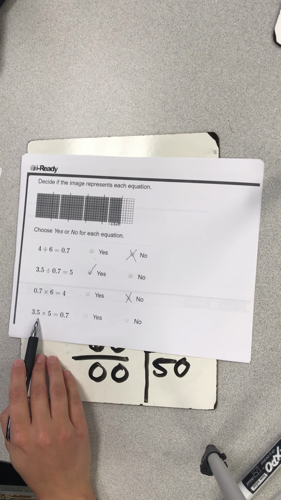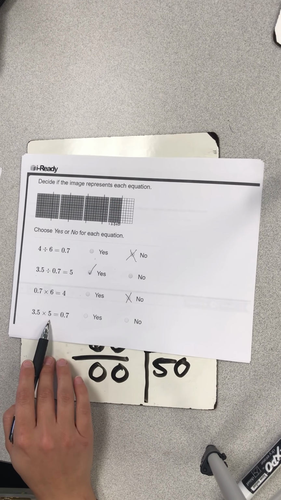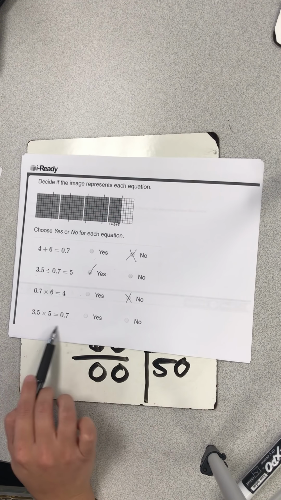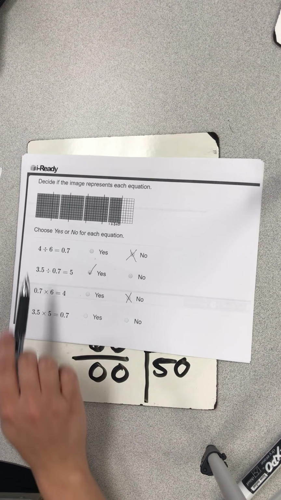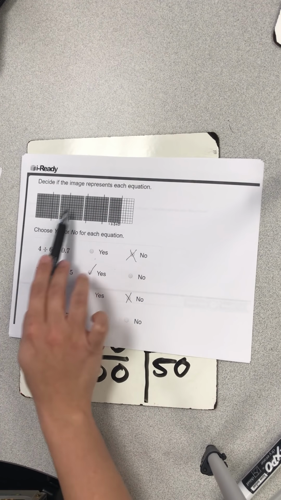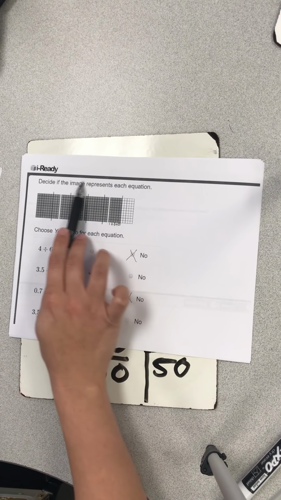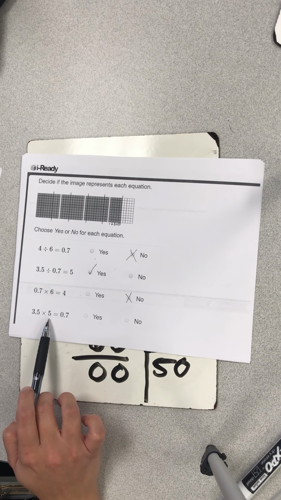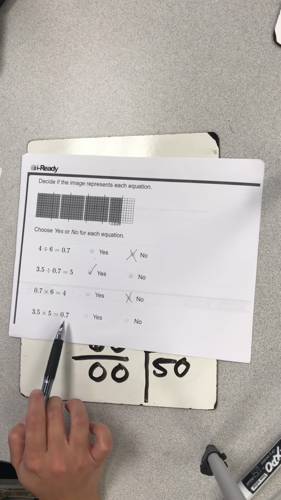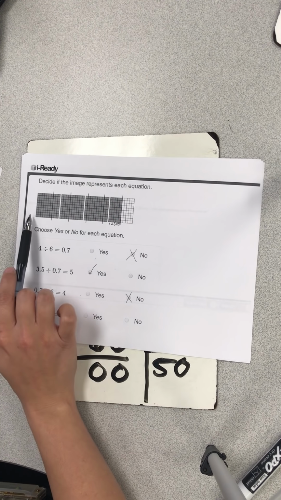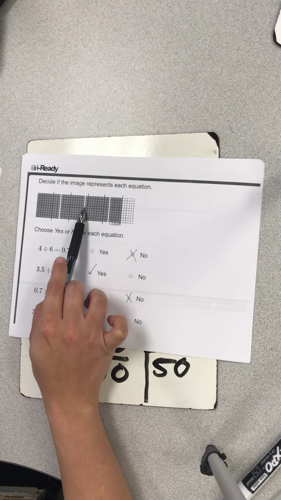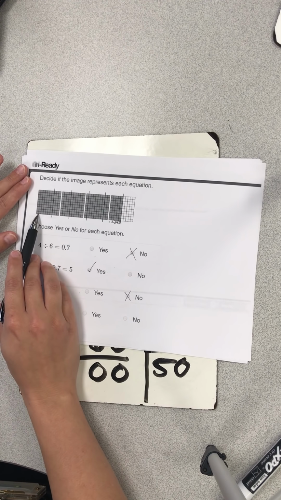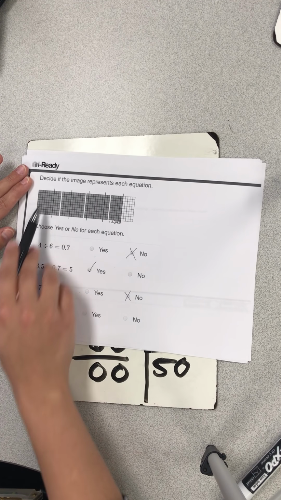The last one says 3 5/10 times 5 equals 7/10. So let's think about if this equation even makes any sense. We've already mentioned that there's 3 5/10 completely shaded in. There's 1, 2, 3 whole grids, and then 5/10 of another one completely shaded in. We've also mentioned that there's 5 groups of 7/10. So there's 1, 2, 3, 4, 5 groups, and each one of those 5 groups has 1, 2, 3, 4, 5, 6, 7 rows of 7/10.